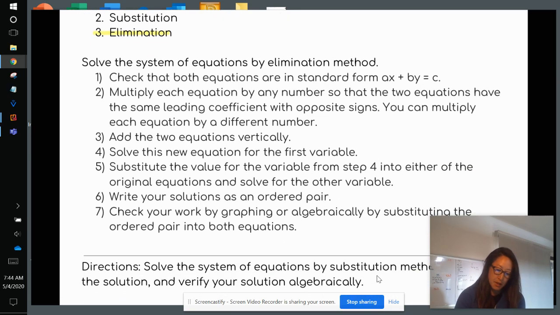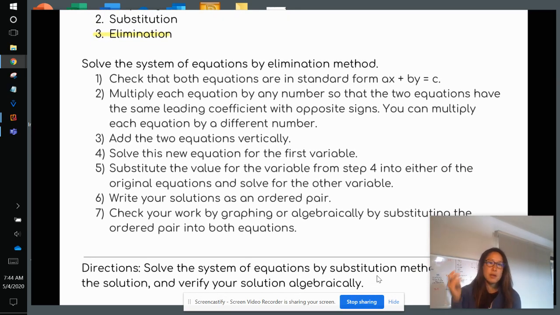All right, so the steps. What we're going to want to make sure to do first is that both equations are in standard form. Then after that, we need to make sure that both of the coefficients for x or y are the same but with opposite sign. We're going to add the two equations, solve for the first variable, substitute that first variable back in to find the second variable. Then we write the solution as an ordered pair and we check our work.